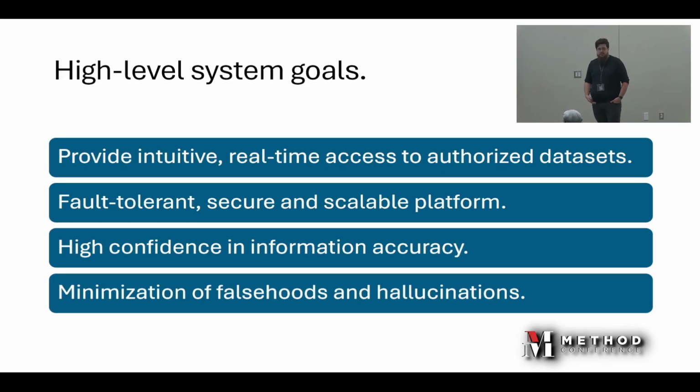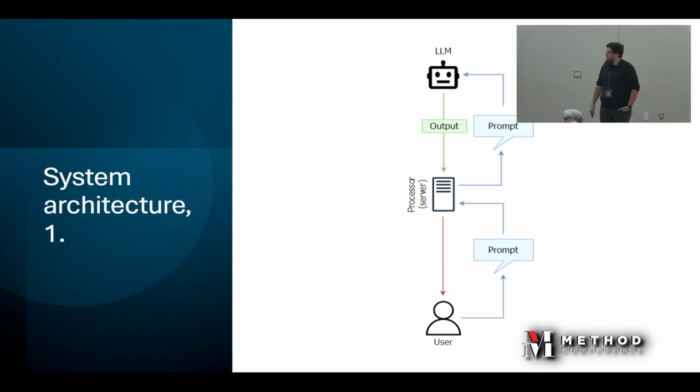We want it to be fault-tolerant, secure, scalable, with high confidence in information accuracy, right? Because if this is the authoritative source of truth for people to start referencing instead of using Salesforce, for example, we want it to be accurate. That's just a really important consideration, right? And minimizing hallucinations. So, extremely high-level system architecture, right?